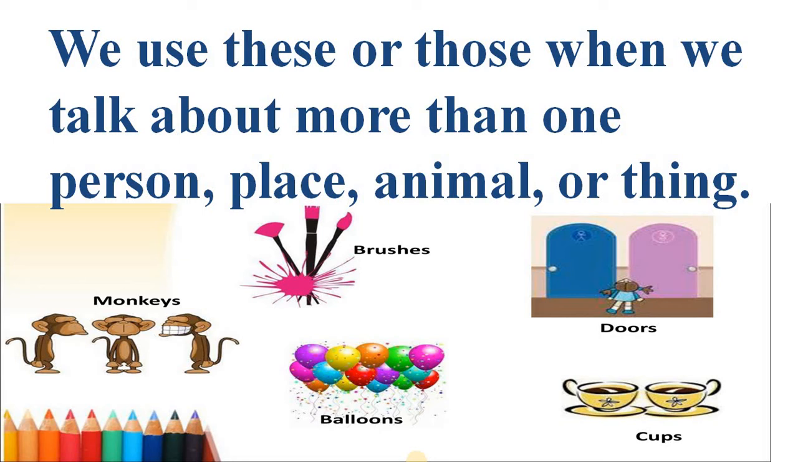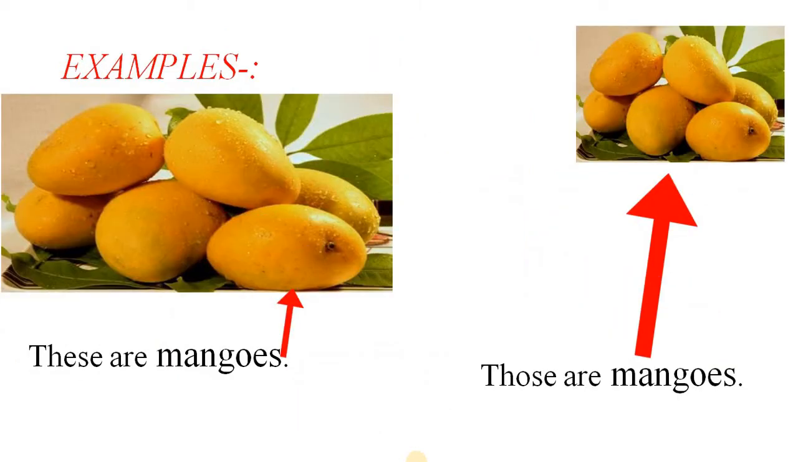Here are some examples like monkeys, dresses, doors, balloons, cups, pencils, etc. Here are some more examples. These are mangoes. Those are mangoes.